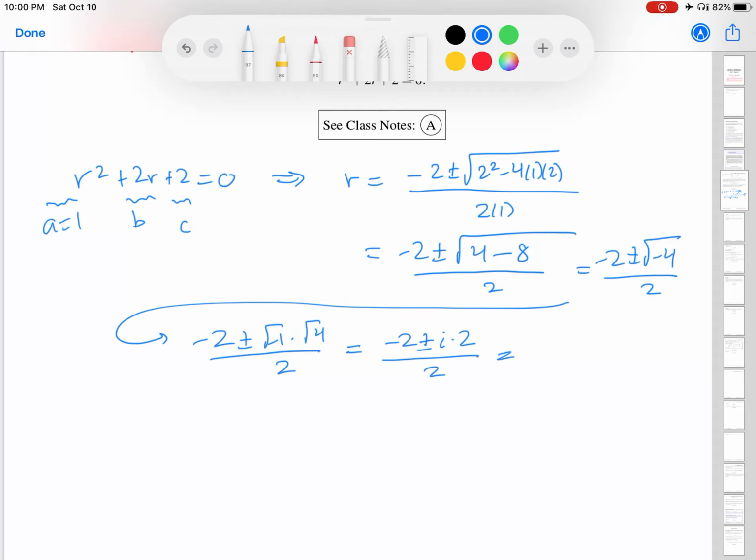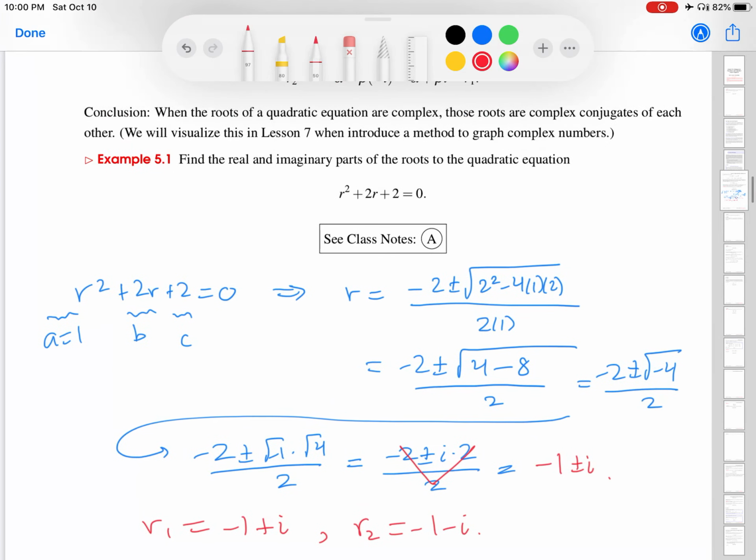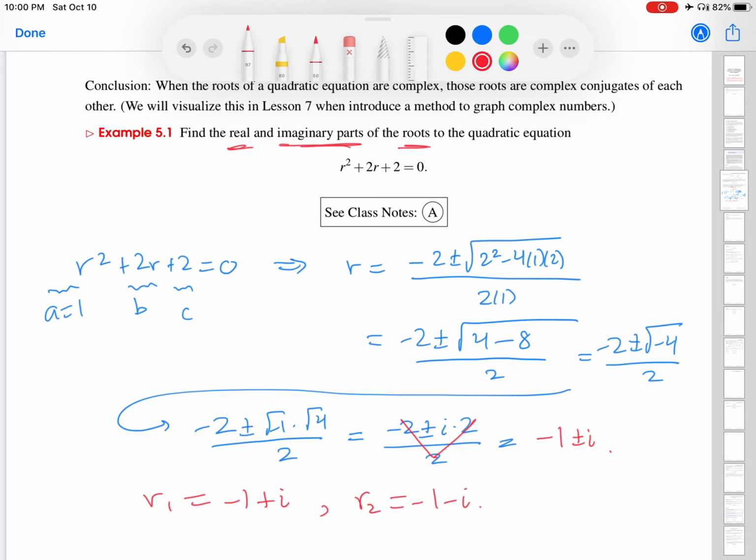Okay, so now I can divide everything by 2. So these 2's go away, these 2's go away. So I'm left with negative 1 plus or minus i. Okay, so the two roots for this particular problem are r1 equals negative 1 plus i, and r2 is negative 1 minus i. So if I go back to the point of the problem, it said find the real and imaginary parts of the roots to this equation.